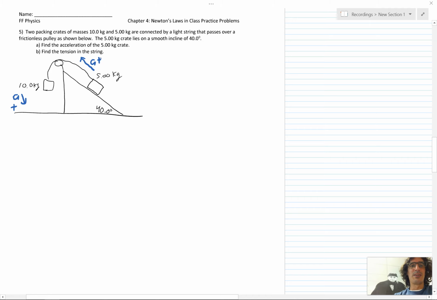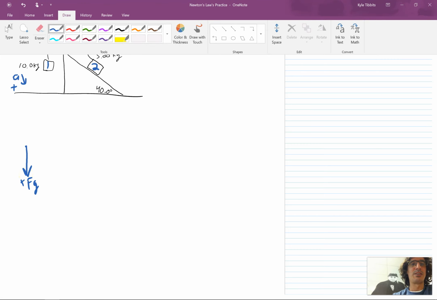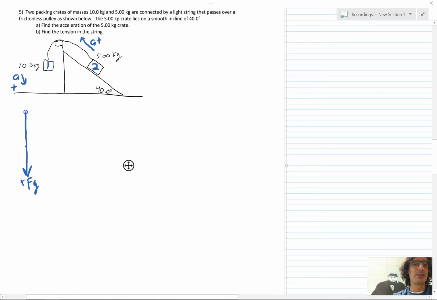In this case, we want to look at each object individually. We'll look at object 1 and object 2, and at all the forces acting on each of them. So that's how we're going to separate this. Let's draw a free body diagram for object 1, the 10 kilogram mass. F of g is going down, but that's positive, because down is positive. Upwards, let's call that the tension force, F of t. But that's negative because it's in the opposite direction of the acceleration.